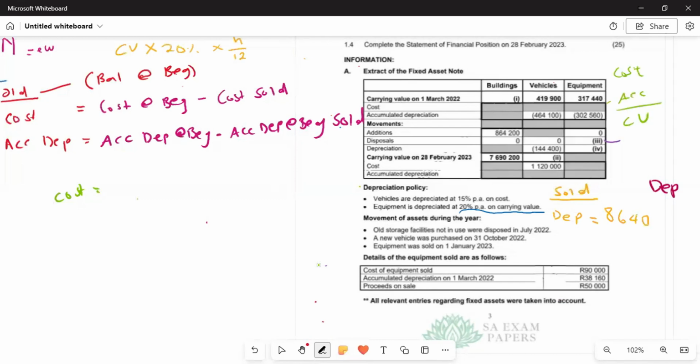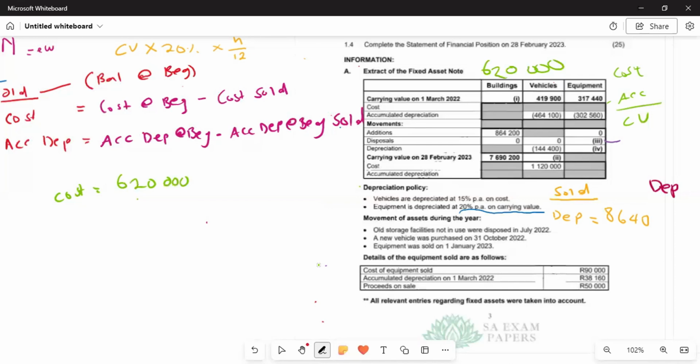Now we need to work backwards, right? Meaning that my cost in this case, it will be equal to my carrying value plus my accumulated depreciation, right? So basically the cost would be 317,440 plus 302,560, which is 620,000. The cost at the beginning, right? You can also test this out by taking your cost at the beginning and subtracting your accumulated depreciation at the beginning to see if it will give you this carrying value that you are given here of 317,440. But for now, we have calculated our cost at the beginning as 620,000. Now remember, these calculations, you need to do them on your answer sheet in order to get marks, right?